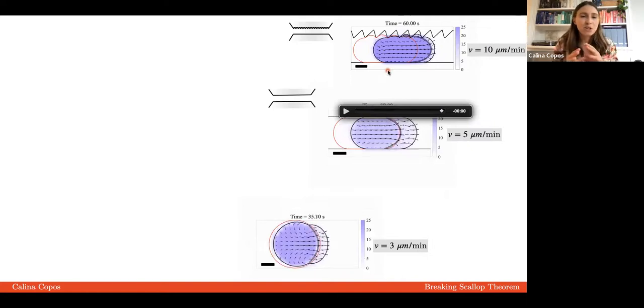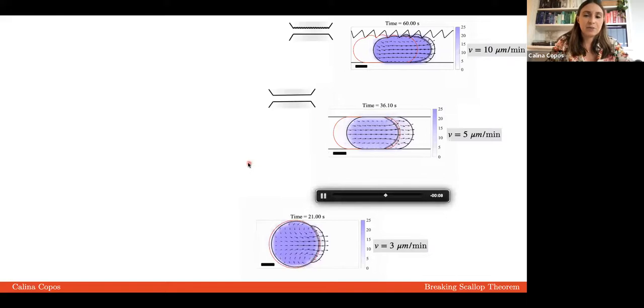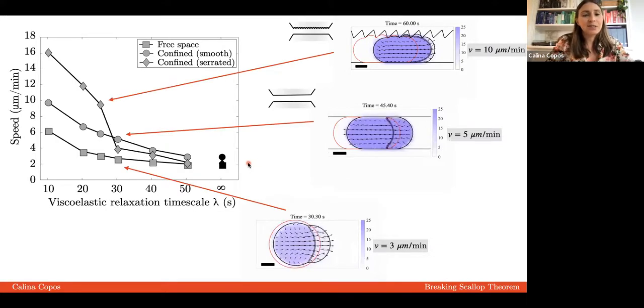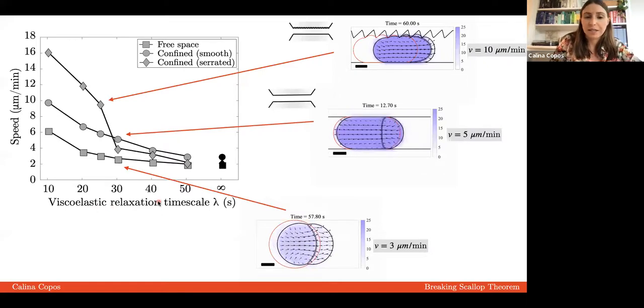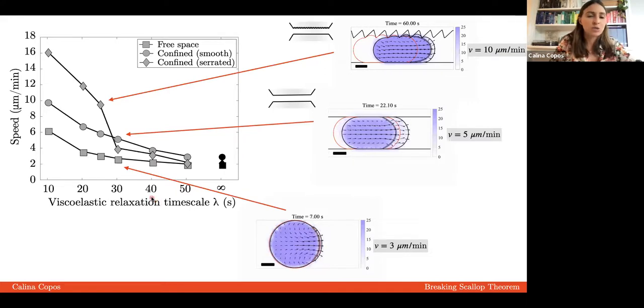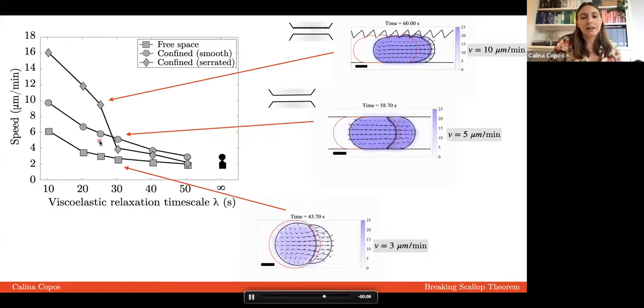So the story, at least partially, is what do you need to move? You need viscoelasticity, so turnover, and confinement certainly enhances your speed of migration. And asymmetric geometry also enhances your speed of migration. The story is not so nice, though. It turns out these results depend very much on what I choose for my viscoelastic relaxation timescale, and it's a little bit of a different story if I choose a different relaxation timescale. But as long as the relaxation timescale is small enough, below 30 seconds, which is biologically right, that's the response.